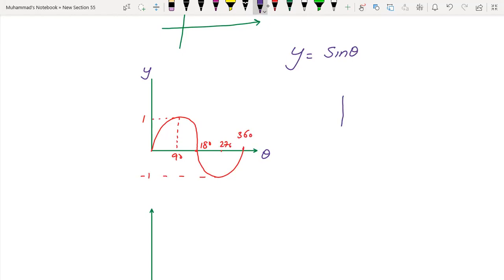But if you have sine theta on the x-axis versus y, then what do you expect? You expect that y is proportional to sine theta. So the graph will be a straight line because y is directly proportional to sine theta. And over here, the gradient will be 1, as the coefficient is 1.